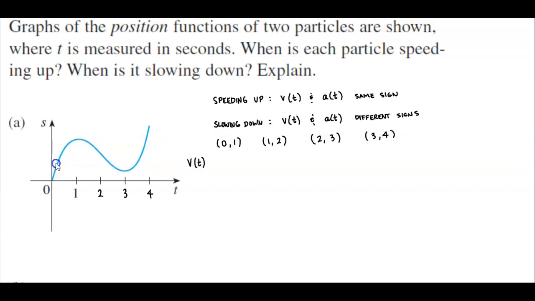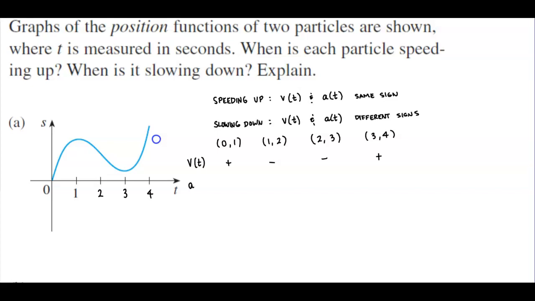Well, we can see that the velocity is increasing in the interval from 0 to 1. So for the velocity function, it's increasing from 0 to 1. And then from 1 to 2, we can see that it's decreasing for the velocity function, so therefore it's negative. From 2 to 3, it's still decreasing, so we know it's negative there. And then from 3 to 4, it is increasing, so therefore we have a positive.